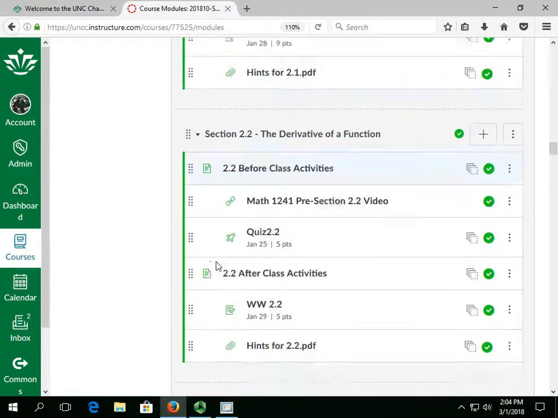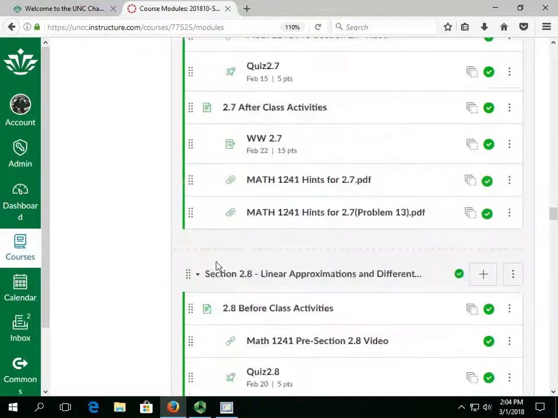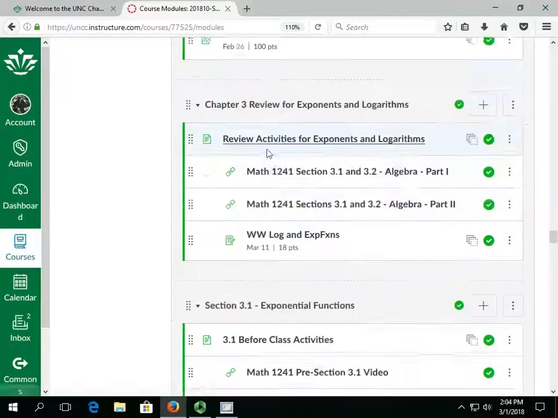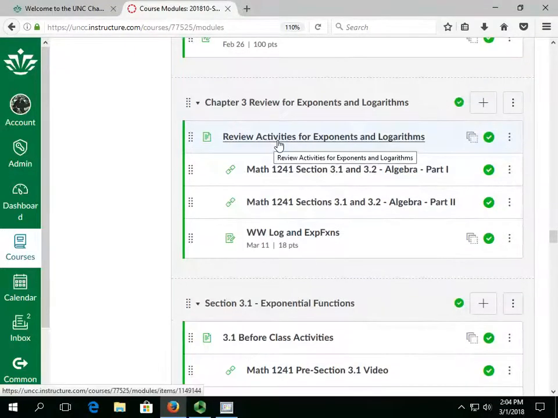But where are we at right now? We just had our test number 2, which is at the end of section 2.8. And so here we go. Now, let me describe to you what's exactly going on. So we're now entering into chapter 3. Chapter 3 is about exponential and logarithmic functions.